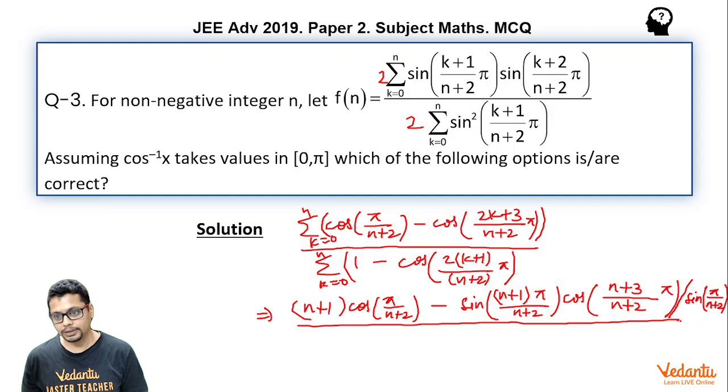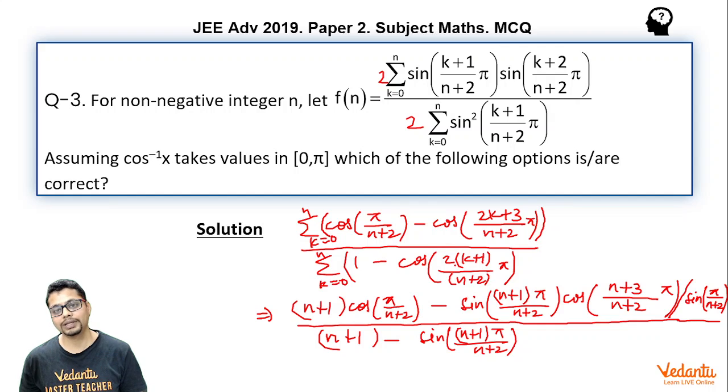Now here the denominator would become 1 being added n plus 1 times, so it becomes n plus 1 minus, again, the sum of cosine terms where the angles are in AP. So here it becomes sine of number of terms times common difference of angles by 2, which essentially is this. Because the common difference in angles, as you vary k, is 2 pi by n plus 2. So by 2 it becomes pi by n plus 2.